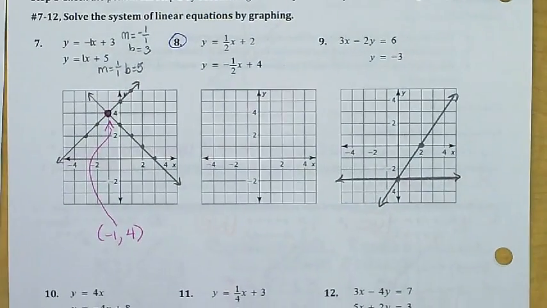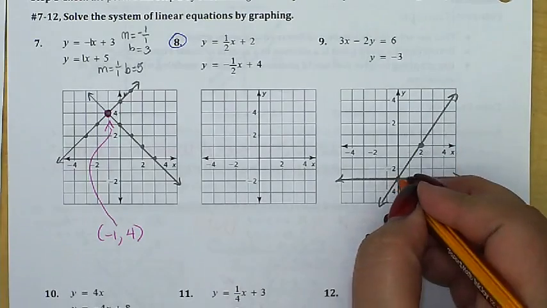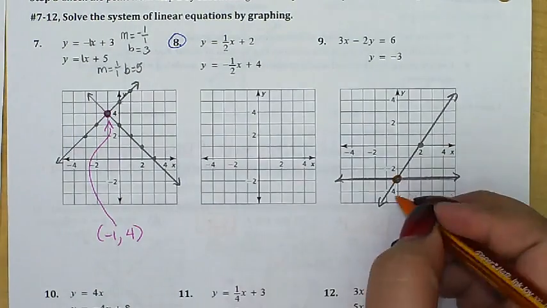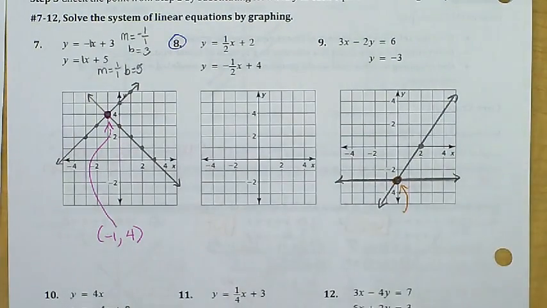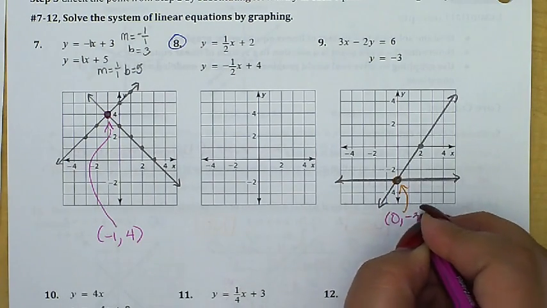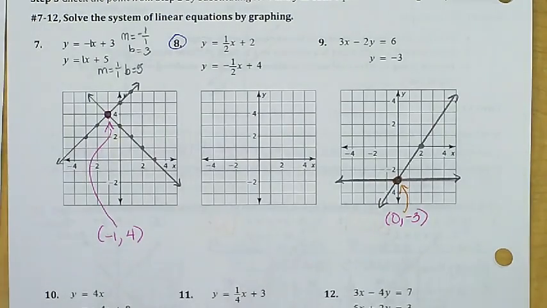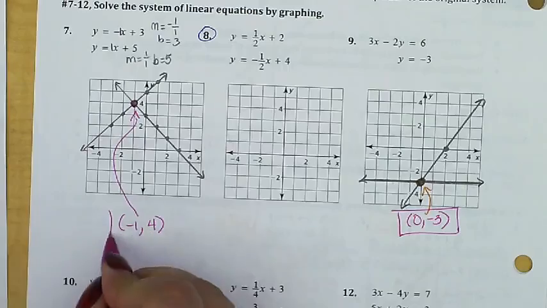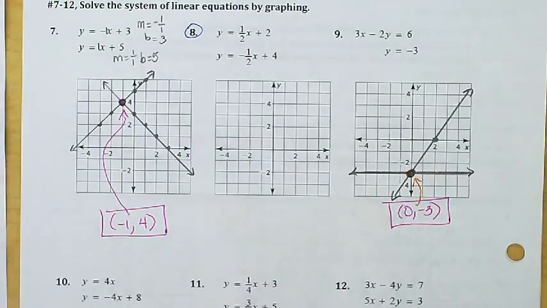And of course, what we're looking for, the solution to the entire system, is where they intersect, which is right in here. Okay, so if I identify the location of that point, it is at 0, -3. Okay, so that's the solution to that system. Solutions. There it is.